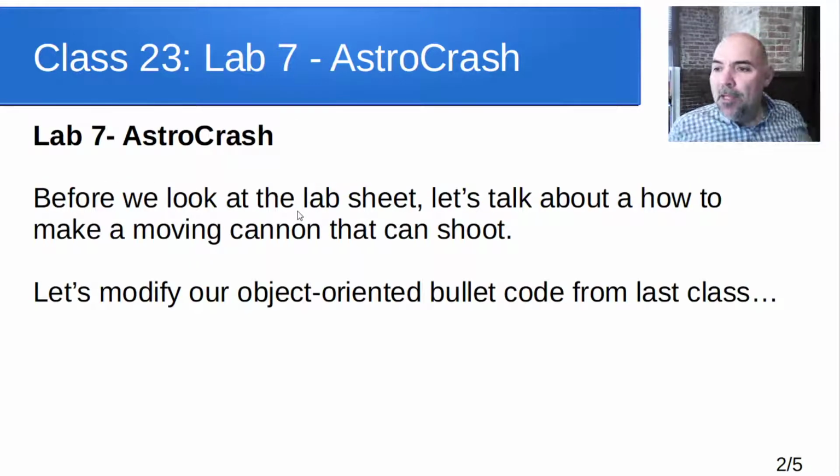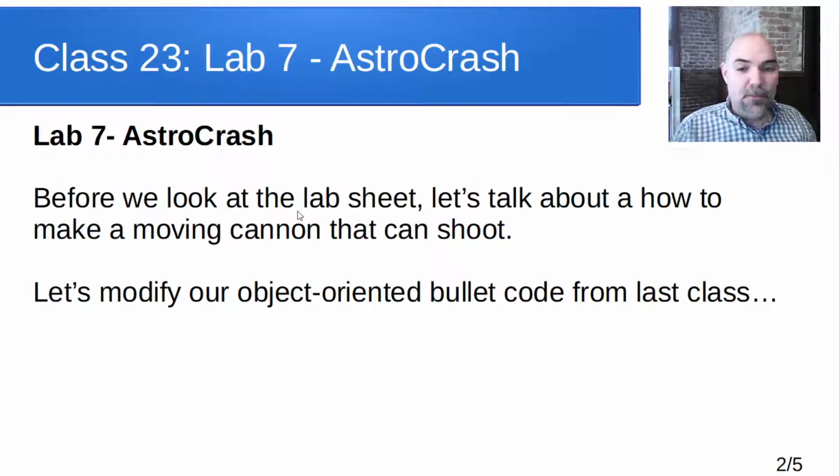So first off, before we look at the lab sheet, let's talk about how to make a moving cannon that can shoot. And we kind of already had bullets coming out of where the mouse position was, but we want to make something we can move with the keyboard. And we'll make it so it can move along the left side of the screen, from your point of view over here.